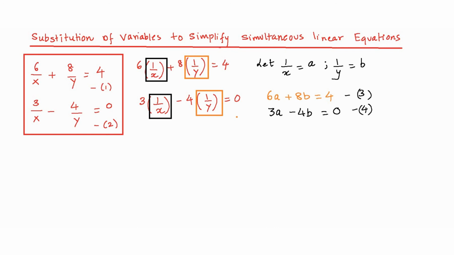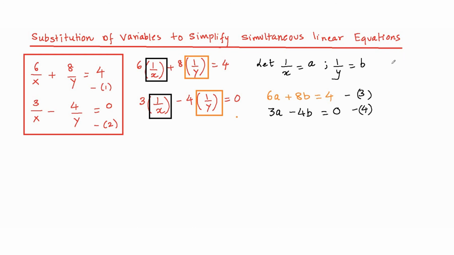So now x was actually in the denominator, y was also in the denominator. Because of this substitution, I was able to convert the given equations into two equations which are marked 3 and 4, where the variables are now in the numerator. So now let me go ahead and solve for a and b.